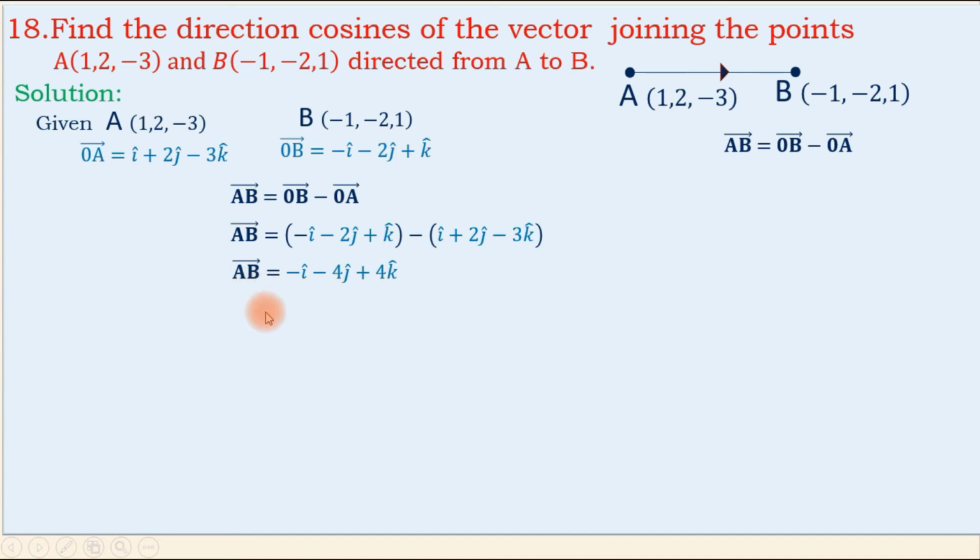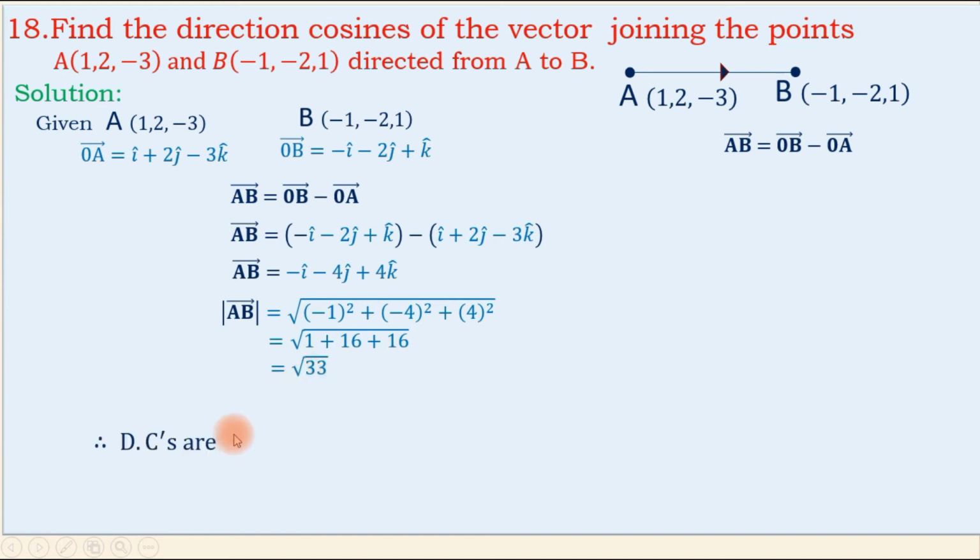Now find out its magnitude, that is magnitude of AB vector equals square root of minus 1 square plus minus 4 square plus 4 square. So that is square root of 1 plus 16 plus 16. So magnitude of AB vector equals root 33. So therefore direction cosines are minus 1 by root 33, minus 4 by root 33, 4 by root 33.